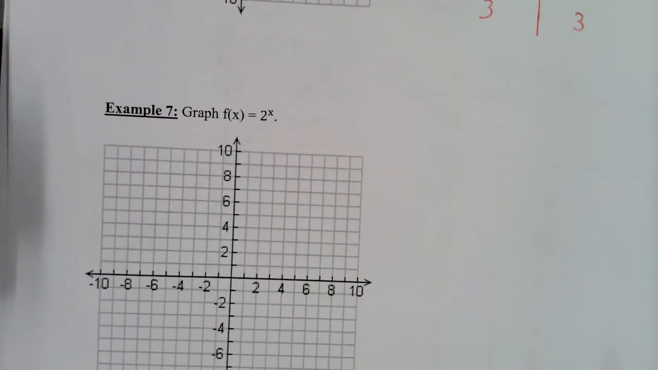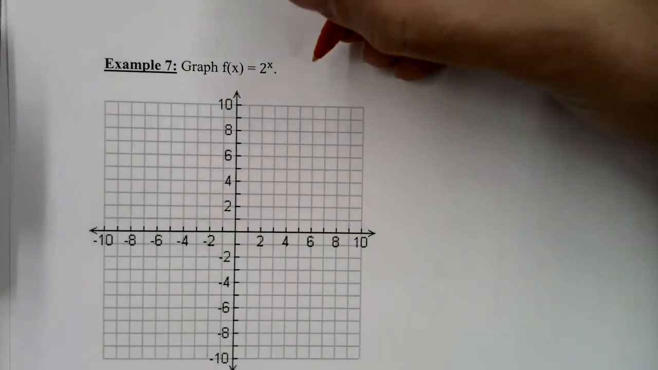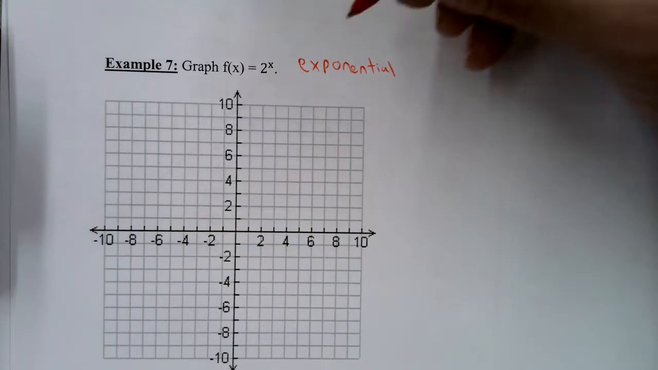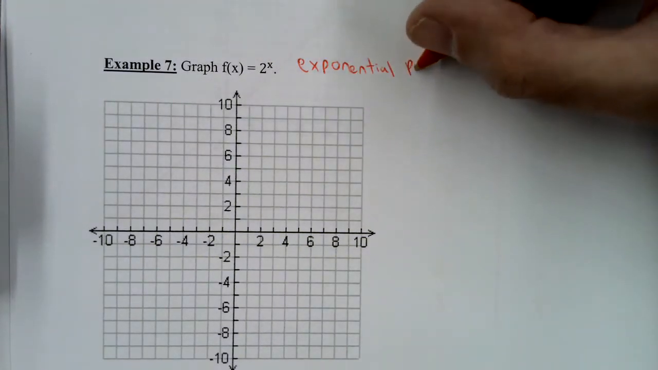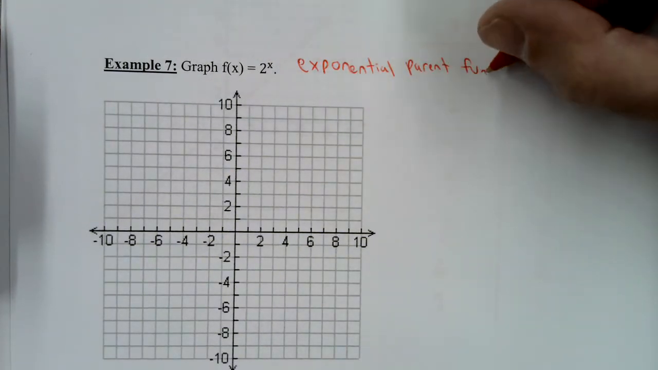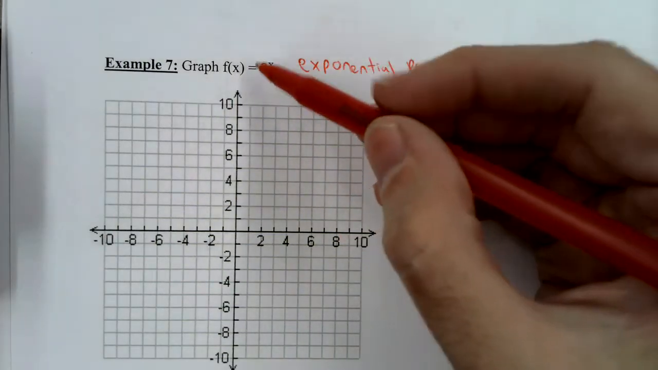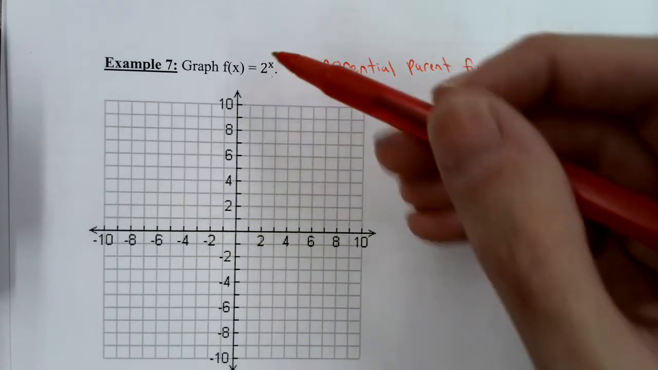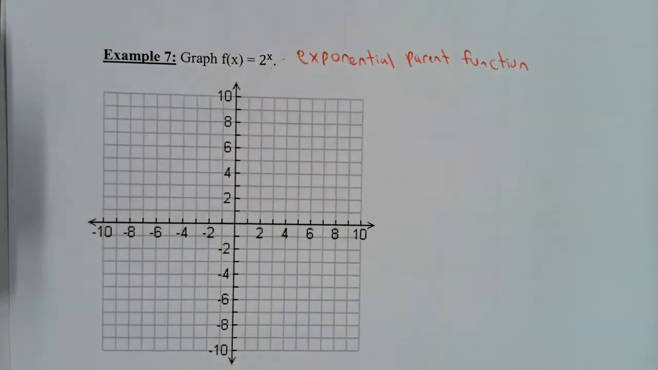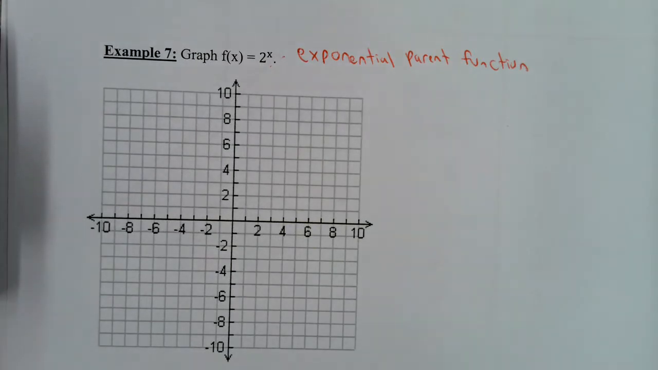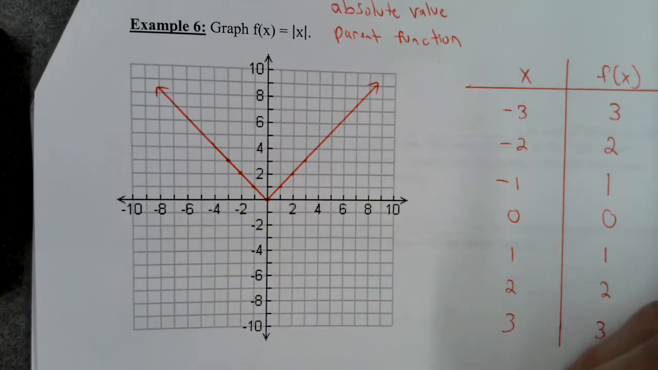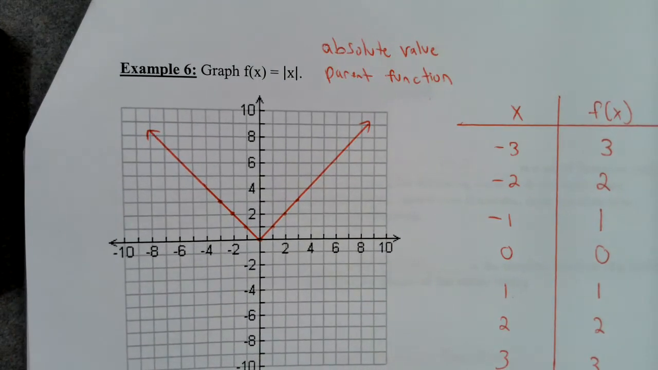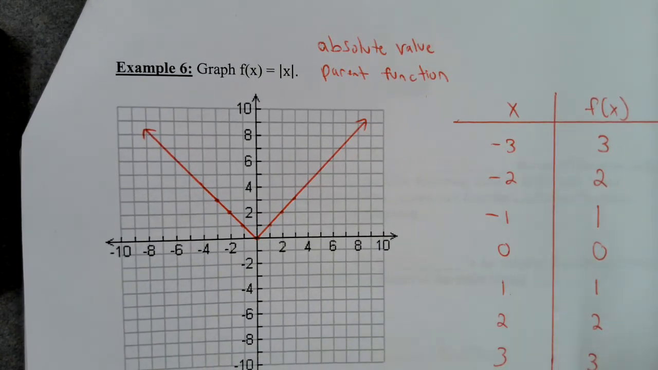Now this last one, this is going to be called the exponential parent function. Whenever you have a variable as the exponent, that's an exponential. Now we could also do this for 3 to the x power, 4 to the x power, 5 to the x power, 1/2 to the x power, 1/3 to the x power. I chose to do 2 to the x power today. I'm just going to show you what this looks like. I'm going to make a table. I'll pick some negatives, I'll pick 0, and I'll pick some positives for my table.